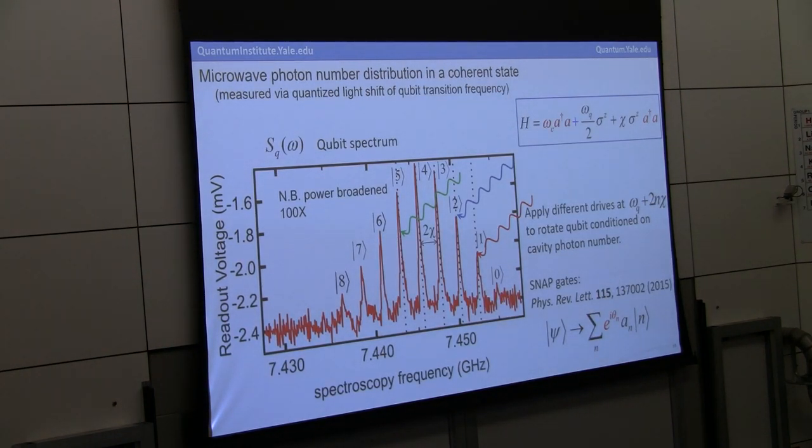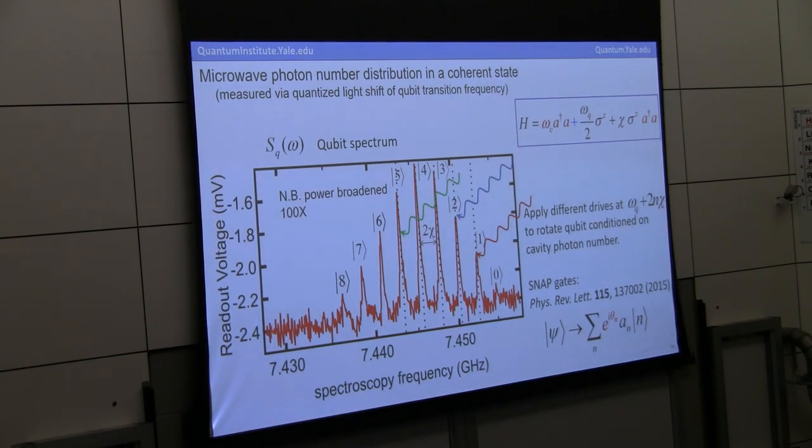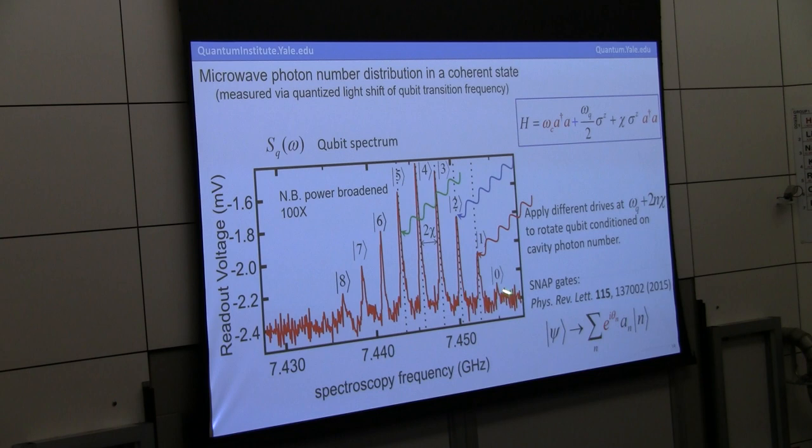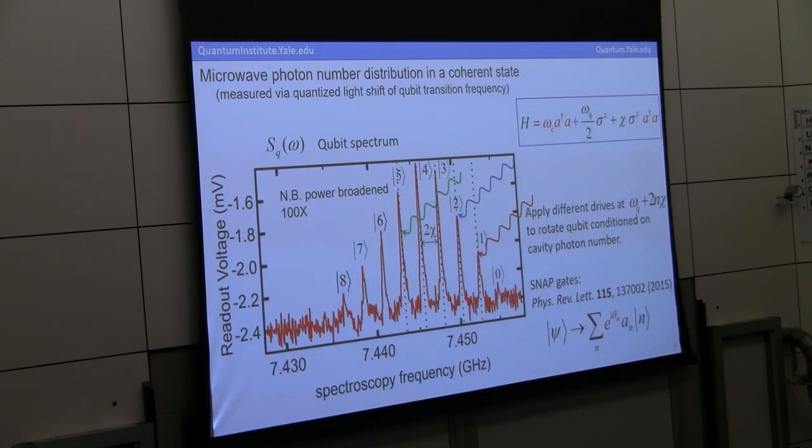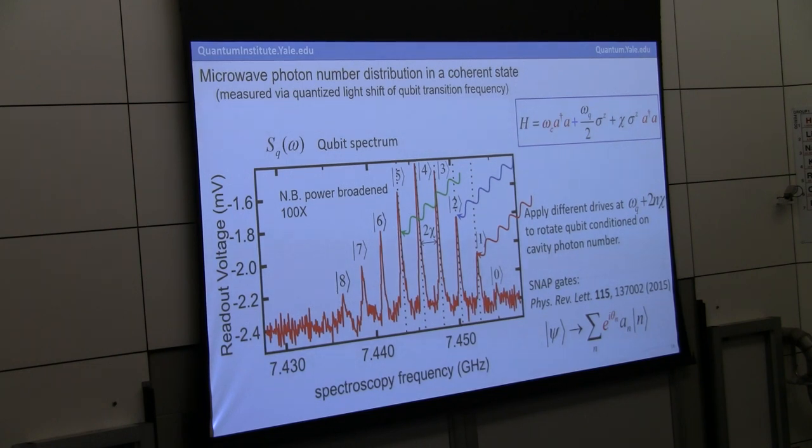Okay, so you can count and measure the photons. But you can also do this analogous trick that I talked about before. Suppose you apply different tones at various of these frequencies with different phases and amplitudes. Then you can do strange things through quantum state engineering. So for example, suppose that I have a state that's made up of different Fock states, different photon numbers. And I want to apply a particular phase, theta n, that's different for each state, each n.